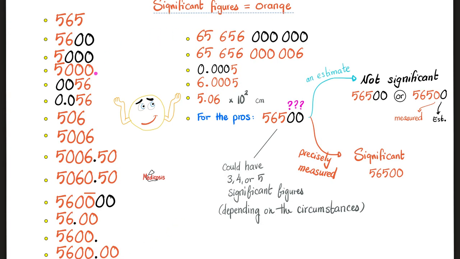And here are the answers. If they are colored in orange, they are significant. Anything else, not significant. And we just talked about all of these examples.